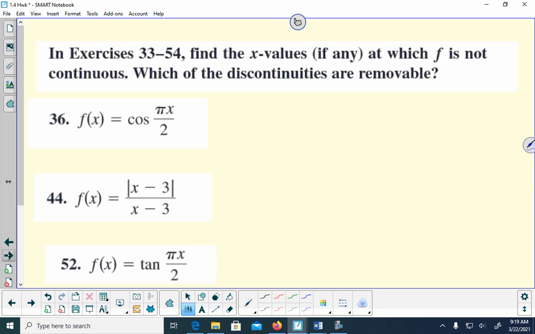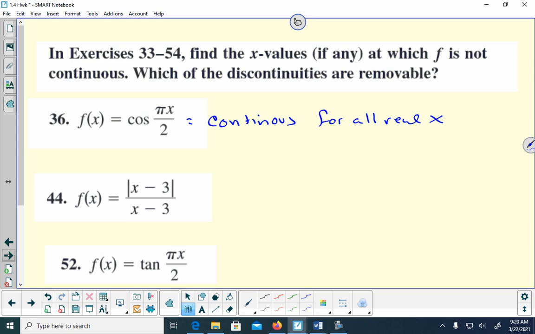Find the x value of any at which f is not continuous. So if I'm taking the cosine of pi over 2 times x, cosine is continuous everywhere. And pi over 2 times x is continuous. So this function is going to be continuous, and so that's a continuous function for all x.